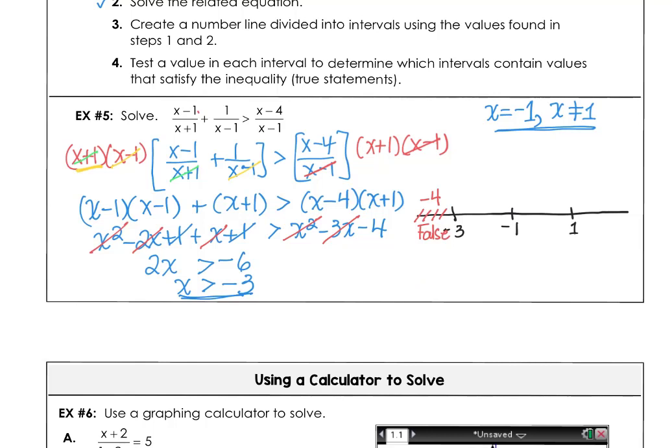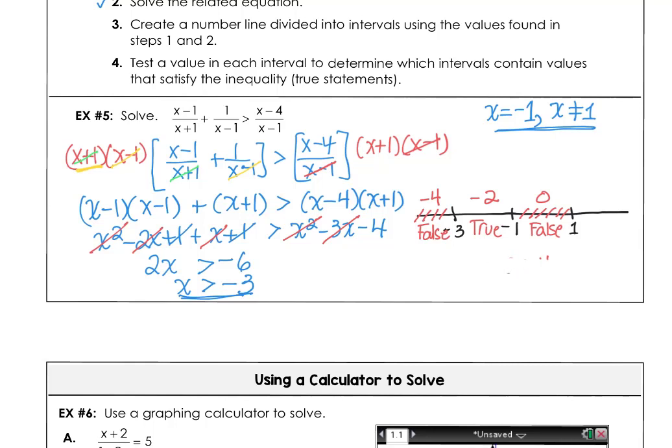Moving to the next section, I tested -2, and when I put a -2 in each place for x, I ended up with 8/3 is greater than 2, and that turned out to be a true statement. So that section on our number line is a true area. Going to the next interval, my test number was 0, and after substituting, I got -2 is greater than 4, so that area is also false. I'm going to cross that out.